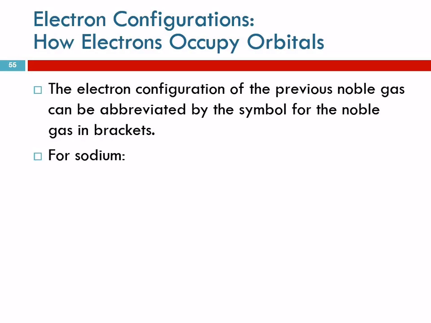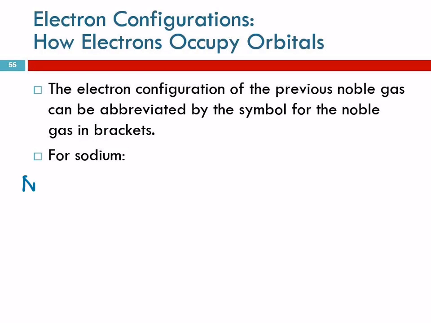What's next? Well, we can abbreviate. You can imagine, we've just been doing small elements. You can imagine if you get down to like bismuth with 83 electrons, you're going to be drawing a lot of boxes, and your electron configuration is going to seem to go on forever. So we have a way of abbreviating this. What we do is we take the electron configuration of the previous noble gas and just use the noble gas symbol in brackets. So let's look at sodium. We'll look at it the long way, and then I'll show it to you the short way.